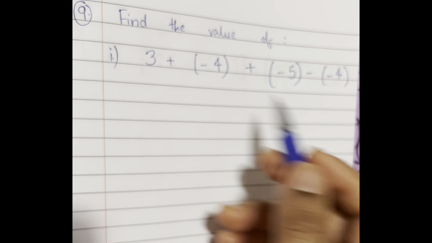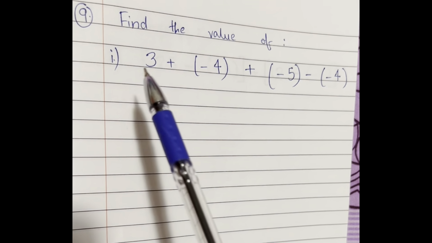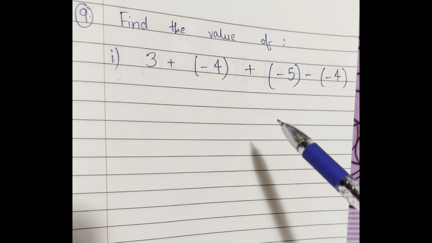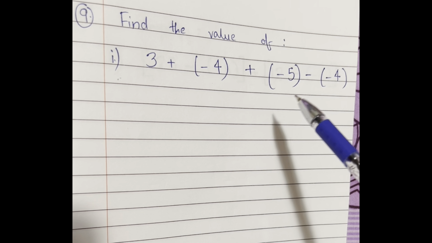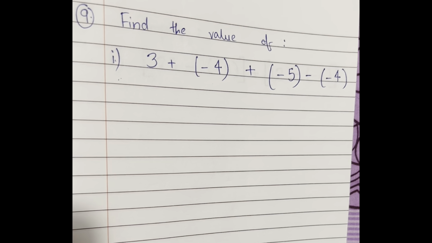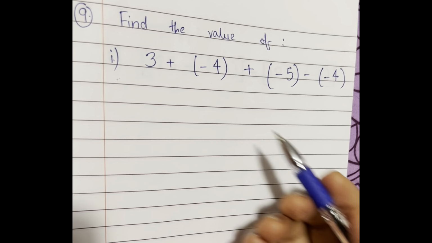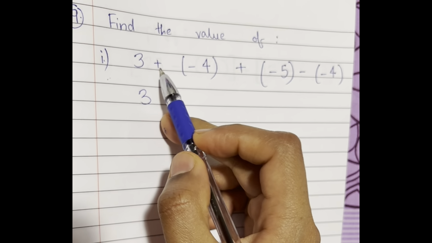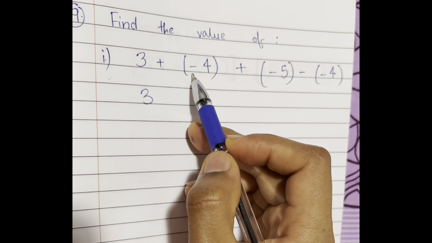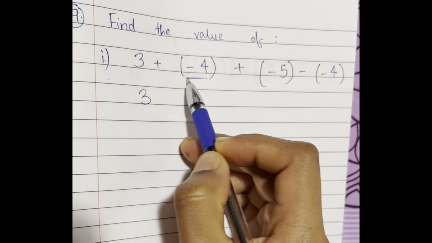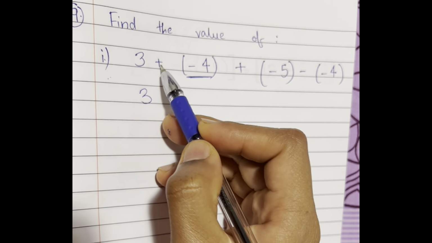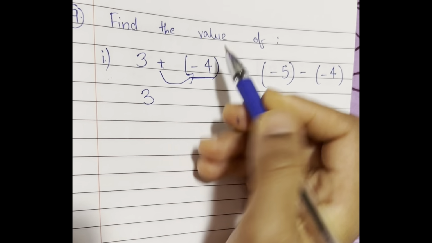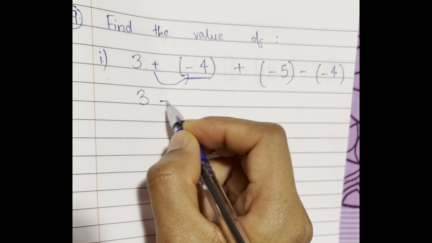Ninth question. Find the value of 3 plus minus 4 plus minus 5 minus 4. Okay, we have to find the value of this one. So again 3 I'm writing as such, plus bracket minus 4. Inside the bracket only one single term is there, minus 4. So I'm taking the plus sign inside the bracket and removing the bracket. Plus into minus becomes plus and minus becomes minus.